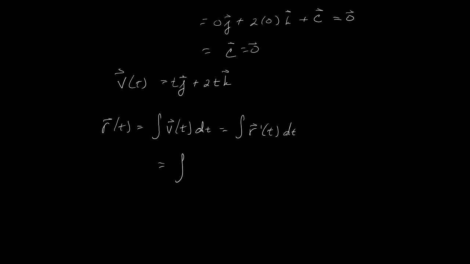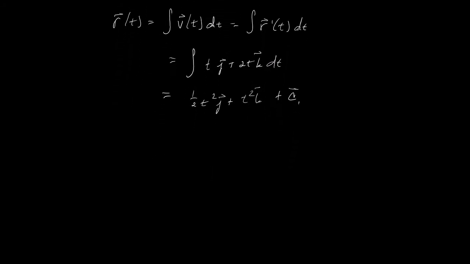So that's going to be the integral of t in the j direction plus 2t in the k direction dt. So that's equal to 1/2 t squared j plus t squared k plus some constant vector c. And if you'd like, you can differentiate this from the previous constant by putting a little 1 next to it. So anytime you need more than 1, you can always do that.